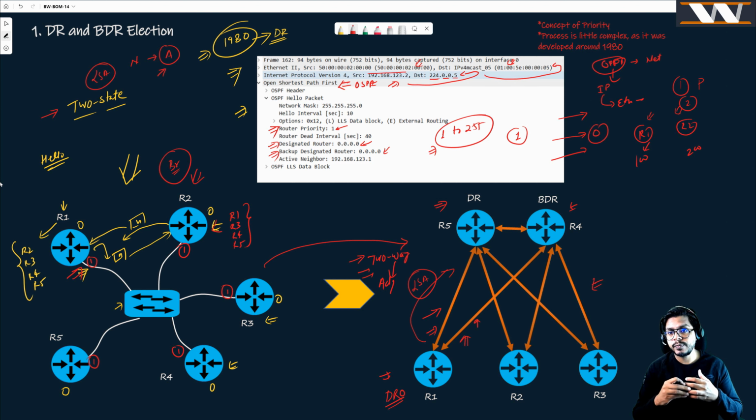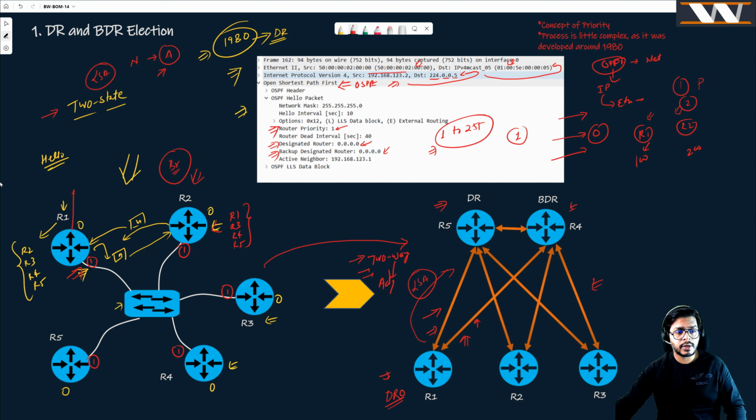And if that value is 1, then you can understand that if priority is a tie between two routers, then we need to select the DR or the BDR on the basis of some other parameter, and that other parameter is router ID. So I will take an example from my lab itself.